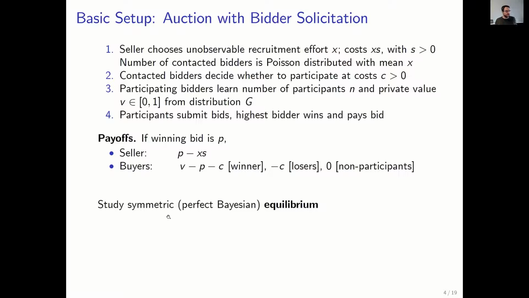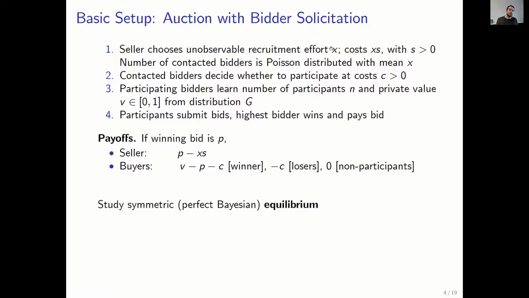Okay, so here is the model. It has 3 stages. First, the seller decides how much effort to exert. Effort translates into a stochastic number of bidders. The number of bidders is Poisson distributed with a mean equal to the effort x. And effort x comes at a cost x times s. Then the contacted bidders decide whether to participate or not, and participation comes at a cost c. At the time that the bidders decide whether to participate or not, the bidders do not observe the recruitment effort x.